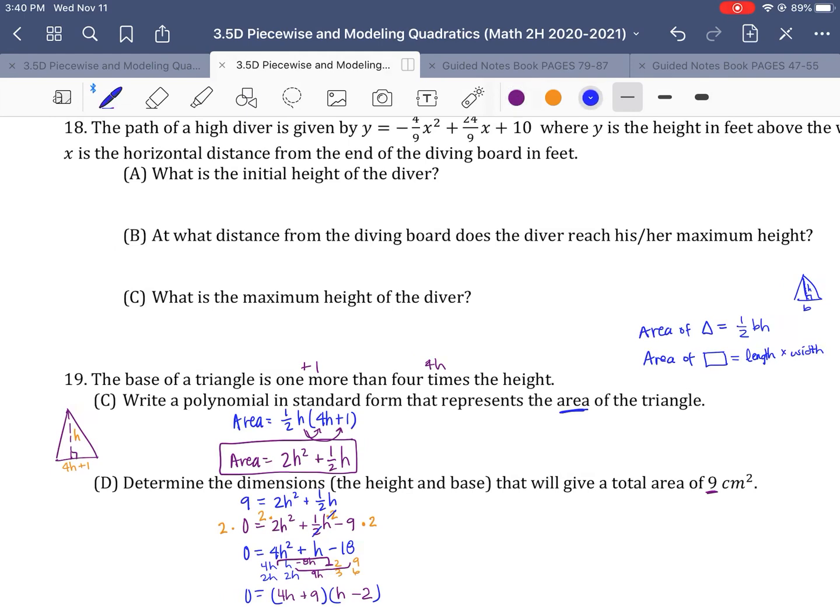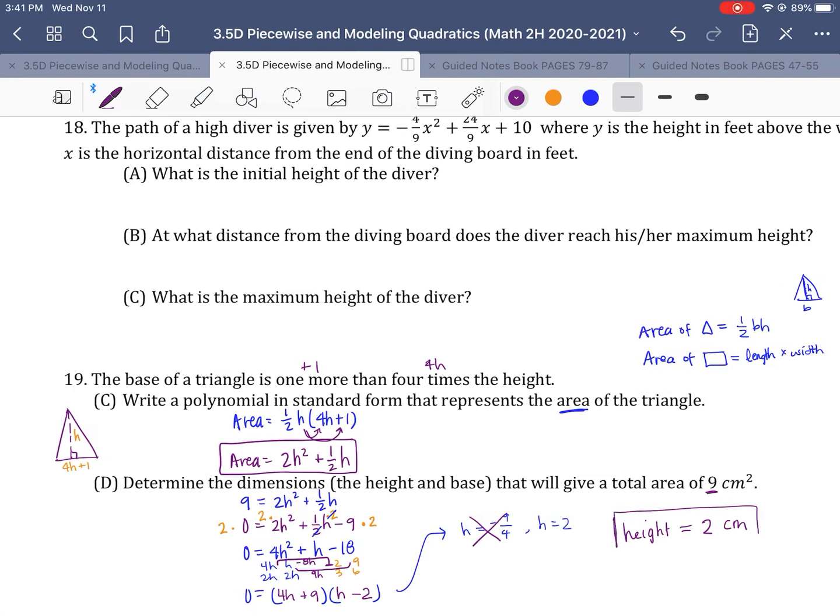Now, if you're solving this, remember we would just state the solutions after that. So h would be either equal to negative 9 over 4, or h is equal to positive 2. With quadratics, we attain those two solutions, and then we have to make sure and decide which one makes sense. If you look at what we're dealing with here, h represents the height of a triangle. So the height of this triangle can't be a negative value. So this is actually an invalid solution based on the context of the problem. So we know that the height must equal 2. And we're dealing with centimeters, I believe, here.